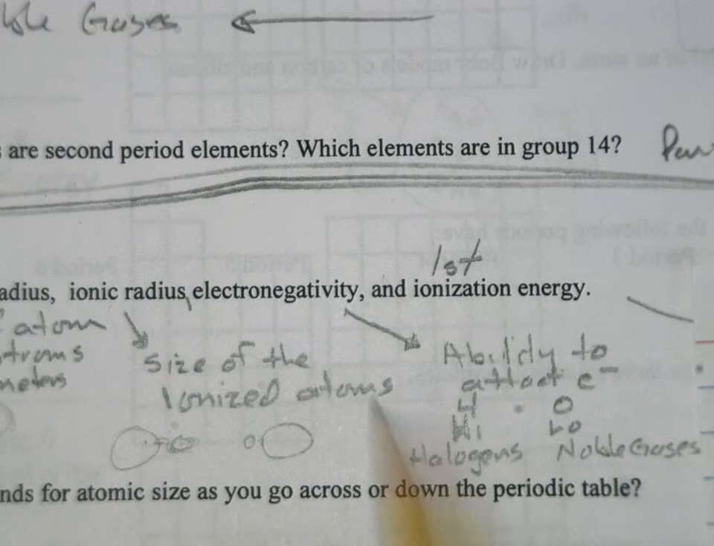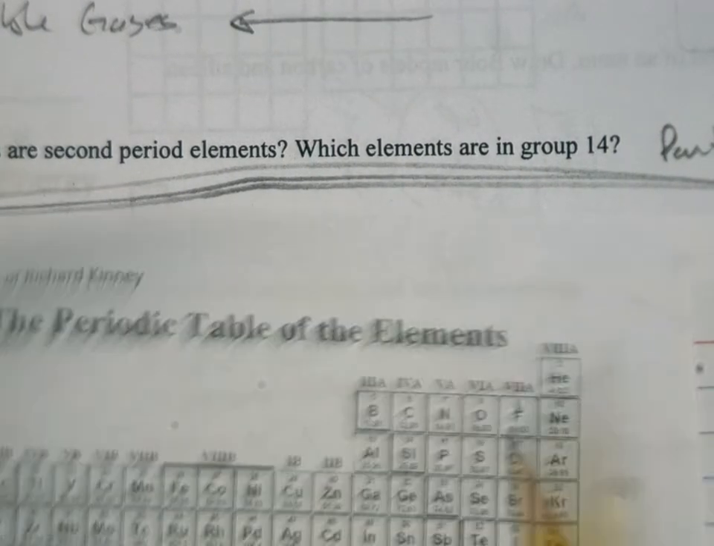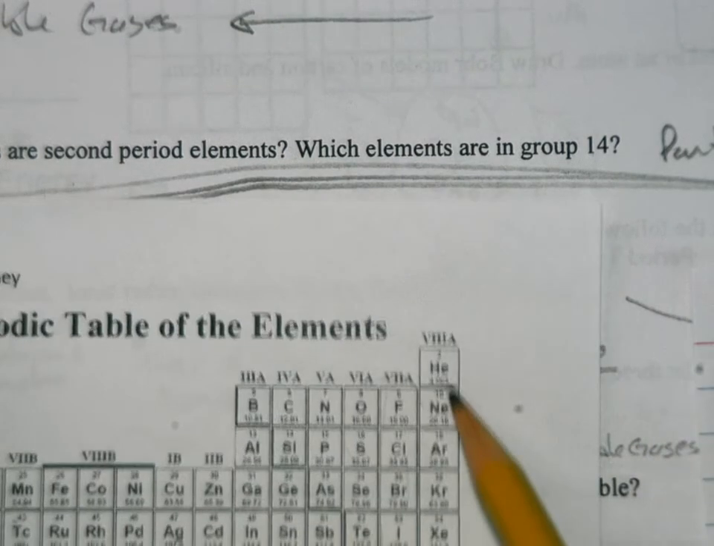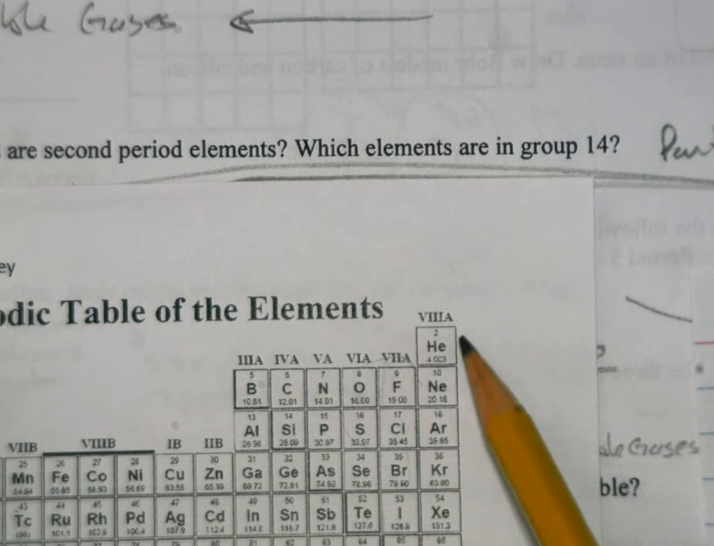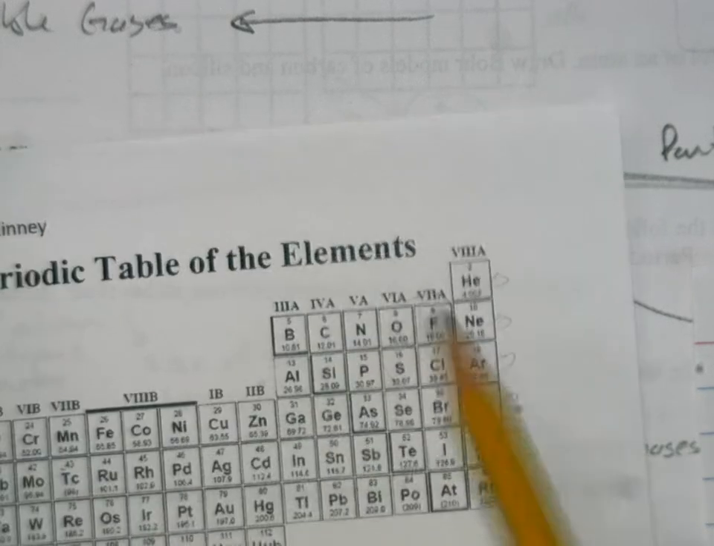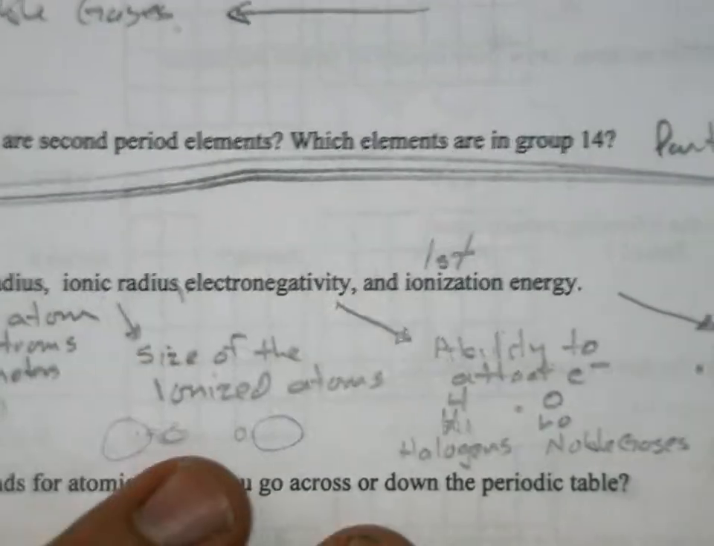And it's important to note that for electronegativities, the highest ones are going to be the halogens, and the lowest are going to be the noble gases. The noble gases do not need to attract any electrons, so their electronegativity is 0. They have no electronegativity, so fluorine would be the highest, and as you get over here, it gets lower.